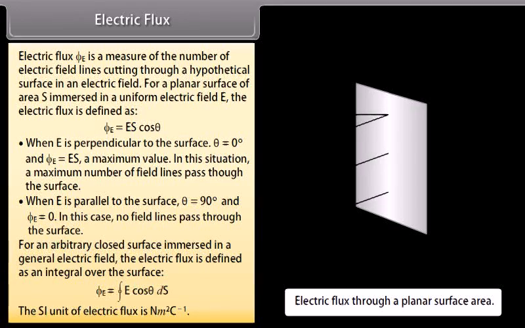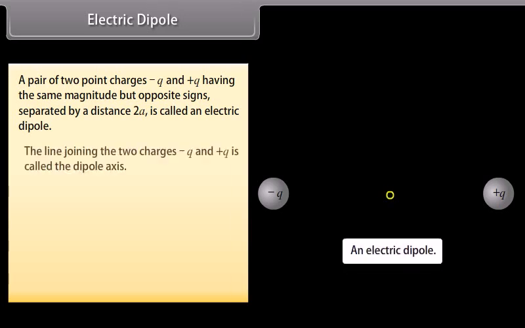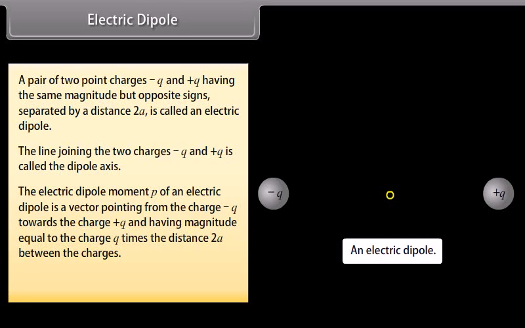Electric dipole. A pair of 2 point charges minus q and plus q having the same magnitude but opposite signs separated by a distance 2a is called an electric dipole. The line joining the two charges minus q and plus q is called the dipole axis. The electric dipole moment P of an electric dipole is a vector pointing from the charge minus q towards the charge plus q and having magnitude equal to the charge q times the distance 2a between the charges. P is equal to 2aq p cap.